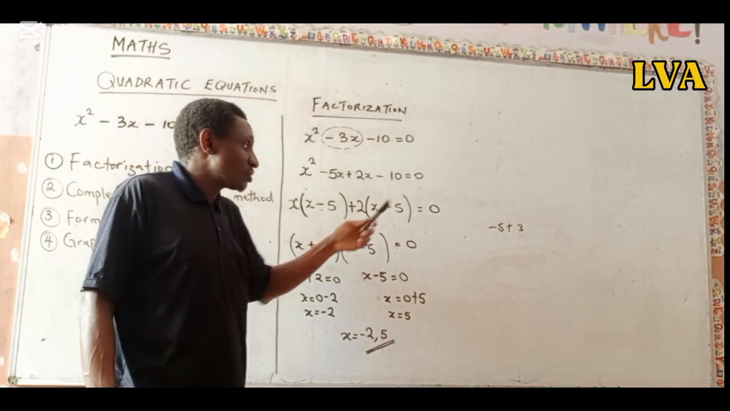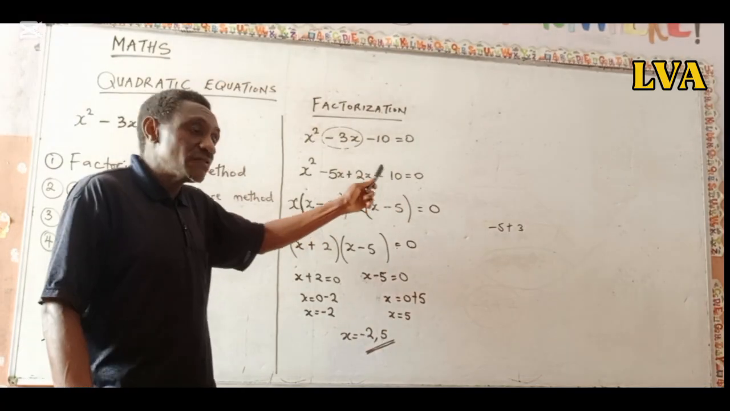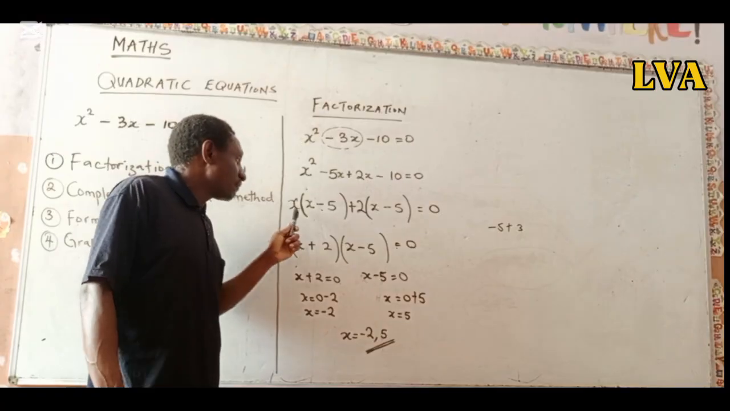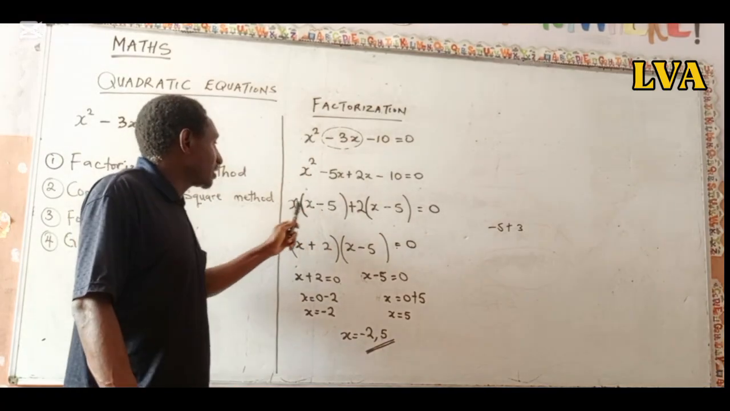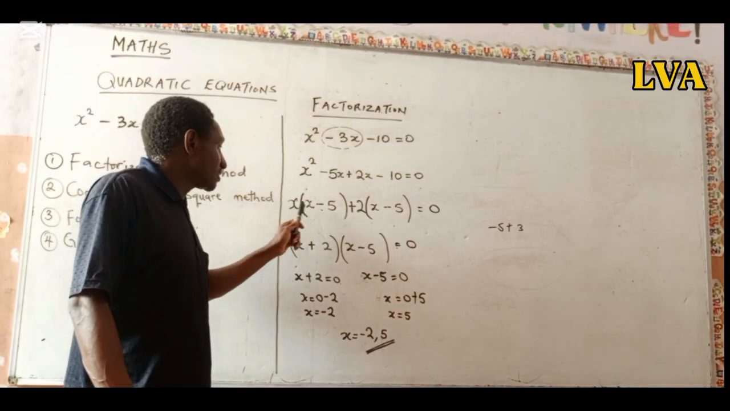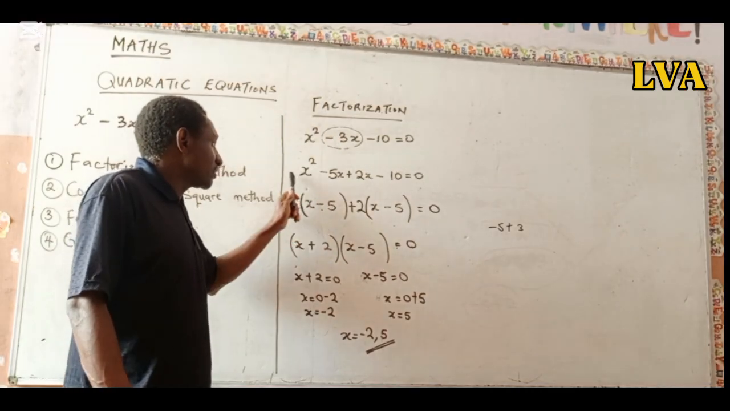You get exactly what's here. So if I expand this bracket, I should have exactly what's here. If I don't have exactly what's here, then there's something wrong. So you can see this one here: x times x gives me x squared. x times 5 gives me 5x, so x times minus 5 is minus 5x. So if I open this bracket, I have exactly what is here.